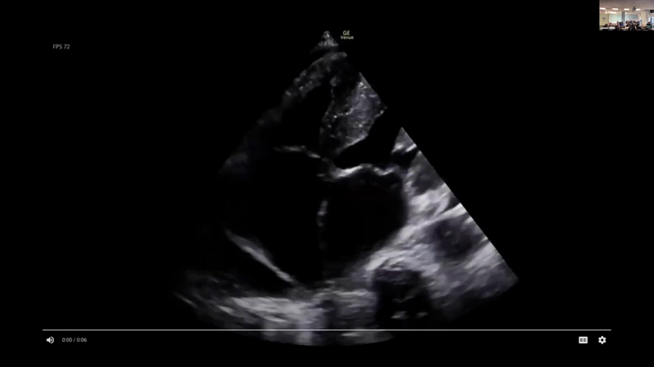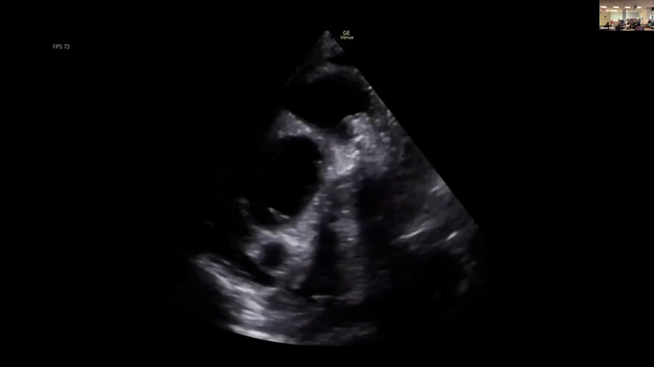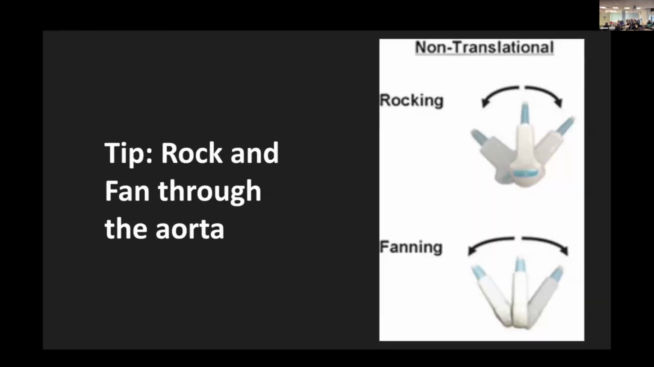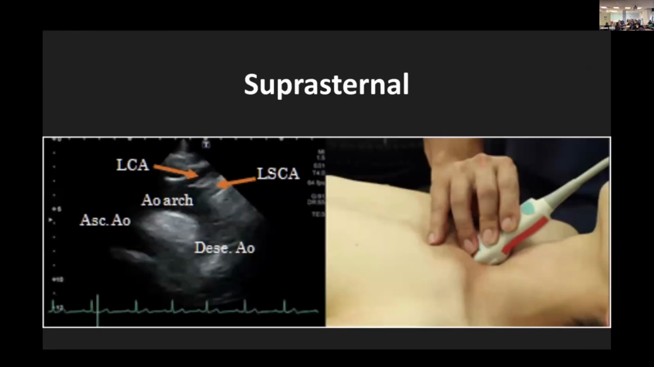And same thing with the apical 4-chamber view. As you rock or cut through, you actually see a dissection flap there. That is subtle, that you would not have picked up on your regular apical 5-chamber view. So again, the tip here is to rock and fan through the aorta to see if you can pick up on these subtle findings that you wouldn't have had you just done your normal view.